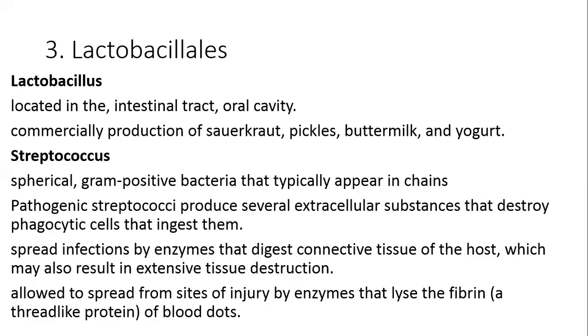Basically, a blood clot is formed when fibrinogen is converted into fibrin, right? So when fibrin threads start accumulating at a place of injury, what happens? A clot is formed. Basically, it's part of the healing process of your body. But the Streptococcus species are capable of producing enzymes that lyse that fibrin. And when they lyse that fibrin, definitely there is a chance of spread from the injury area to other sites as well.